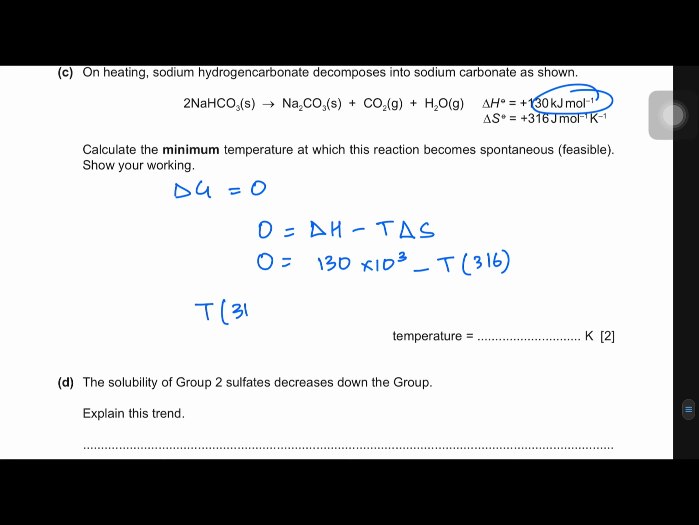T times 316 is equal to 130,000. T is equal to 130,000 divided by 316. When we solve it, the value turns out to be 411.1. So I would write 411. This is the temperature at which the system is at equilibrium. And now all of a sudden this reaction can become feasible at higher temperatures than that.